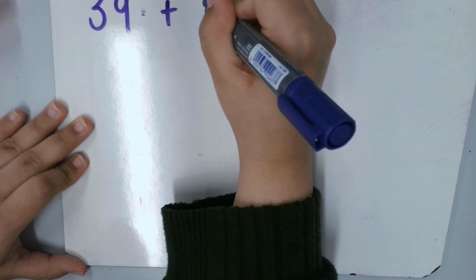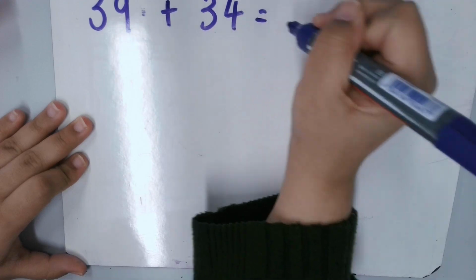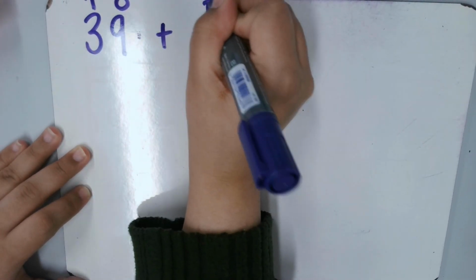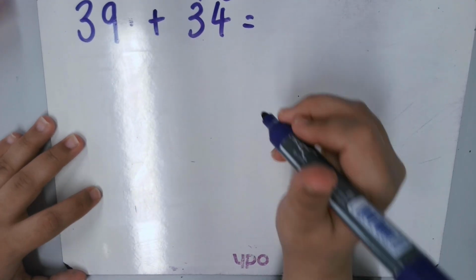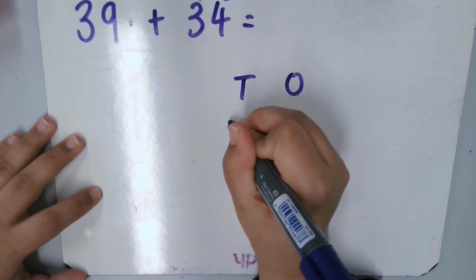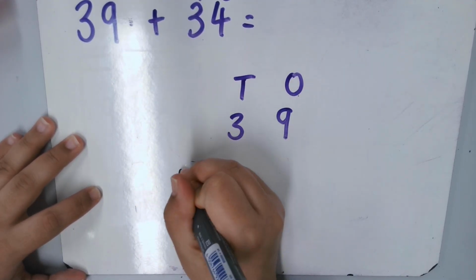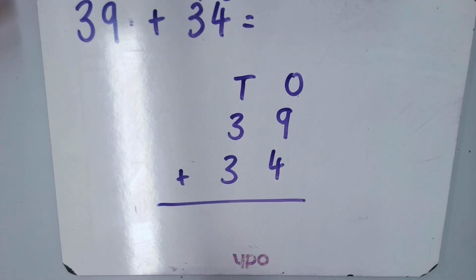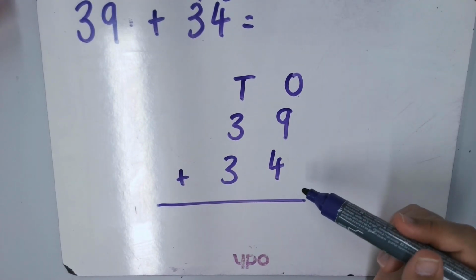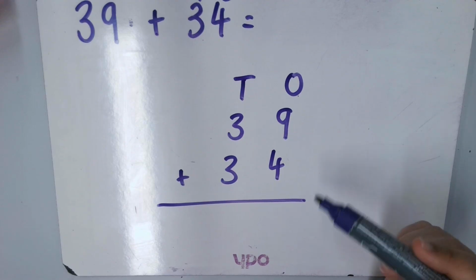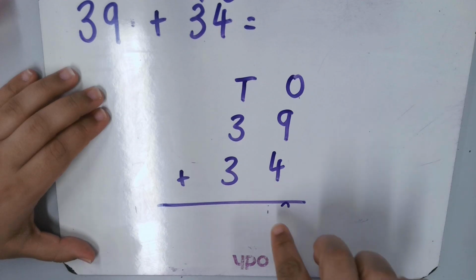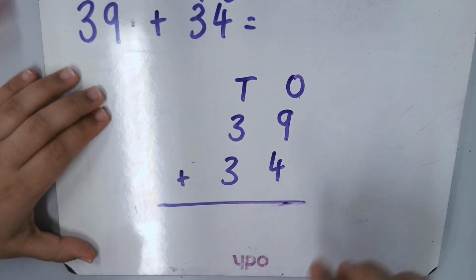This time, I've got 39 add 34. Tens, ones, tens, ones. I'm going to lay that out into my columns. 39 add 34. Okay, we always start with our ones. 9 add 4 is 13. So I know that 13, I can't have 2 digits in my ones column. I can only have a number that's 9 or less.